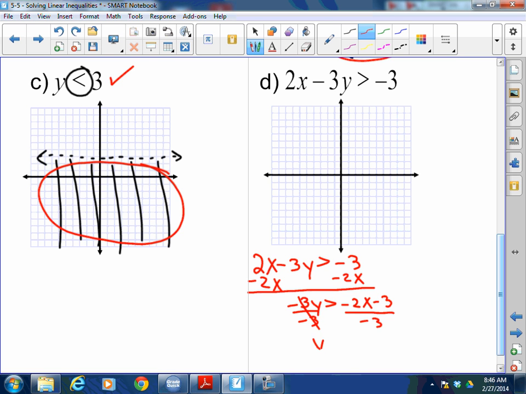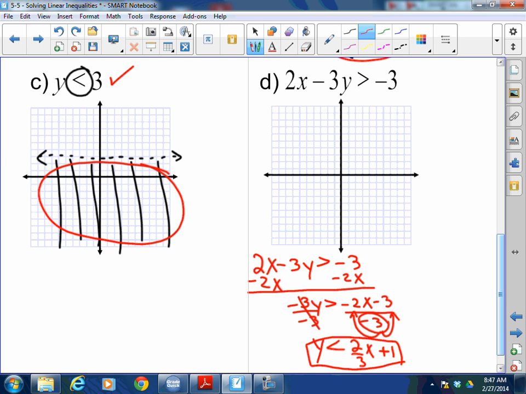But what happens to the inequality when you divide? You flip the inequality. Remember that this negative 3 divides to here and to there. So this is going to be 2/3 x, because a negative 2 divided by a negative 3, the negatives cancel. And then negative 3 divided by negative 3 is plus 1. Awesome. Now let's graph it.